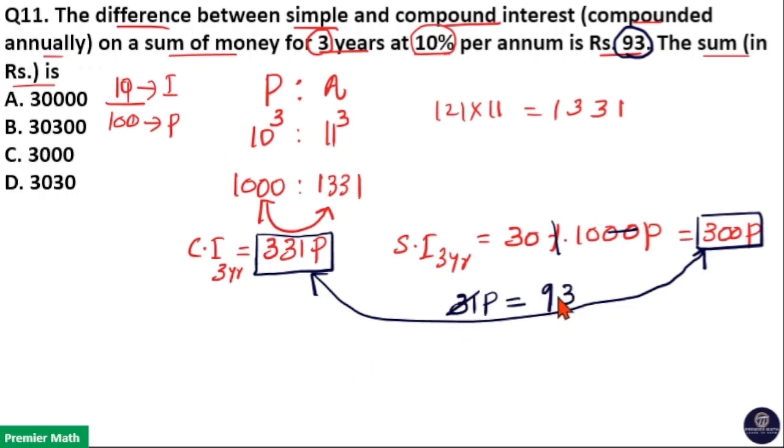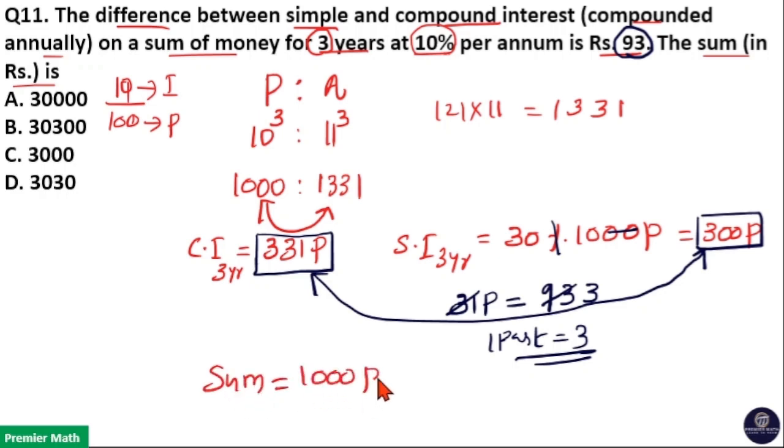That means 1 part is equal to, 31 goes 3 times in 93, so 1 part is equal to 3. Here sum is equal to 1000 parts, where 1 part is equal to 3. So 3000 is the original sum. So option C is your answer.